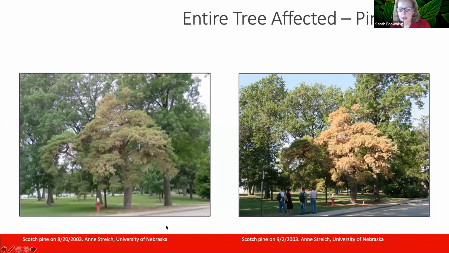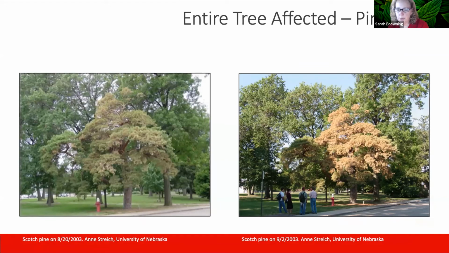Okay. Now, there aren't a whole lot of diseases that affect an entire tree uniformly, but one of the few diseases that does that is pine wilt. And pine wilt is a disease we've been dealing with in Nebraska for about 12 or 15 years. It affects primarily Scotch pine.